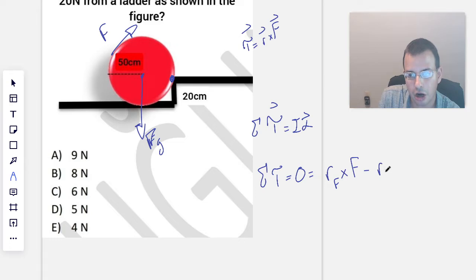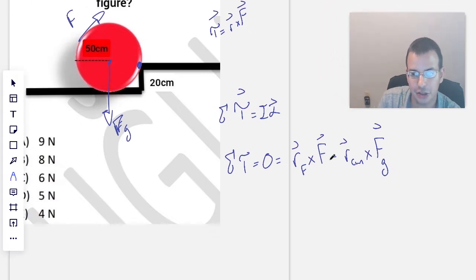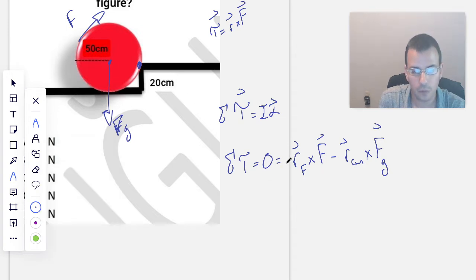Minus R, and it's going to be from the center of mass because gravity is pulling it down, cross F due to gravity. And these are all vectors. And the reason I did negative is because it's in the opposite direction. In this case, the negative sign is just denoting direction, clockwise and counterclockwise. So then this is going to be equal to 0. So rewriting this real quick, R_F cross F is going to equal R center of mass cross F_G.